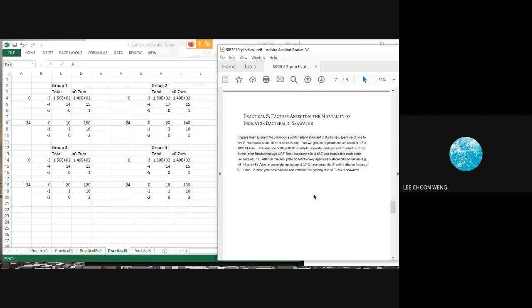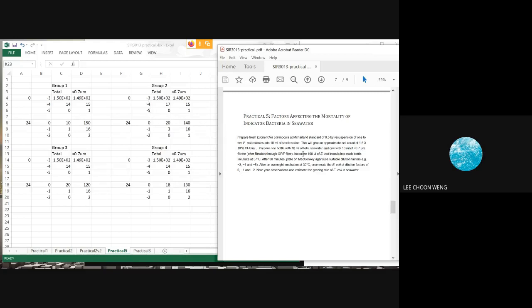So if you have a sample of seawater, one is total seawater and one is fractionated seawater, filtered seawater, less than 0.7 micron. Less than 0.7 micron means you're using a GFF filter. So one you don't filter, the other you filter. Then you inoculate it with E. coli.